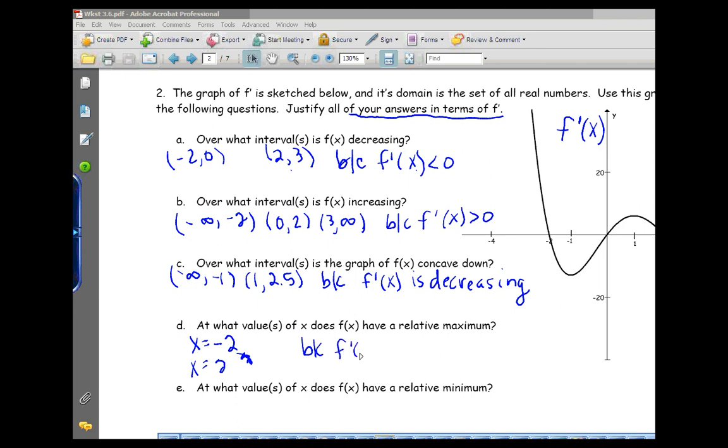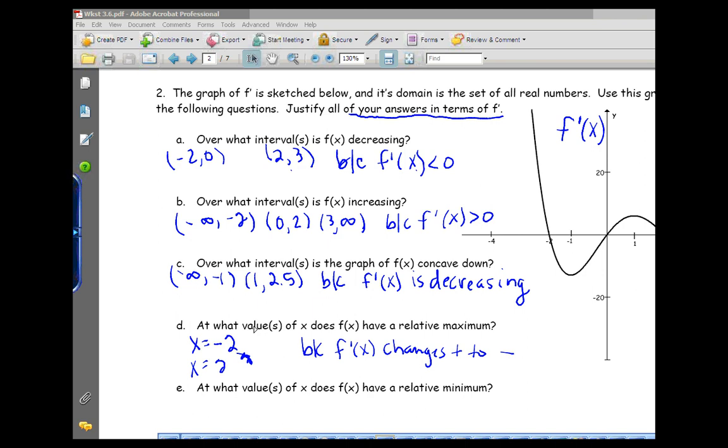All right, because f prime of x changes positive to negative. No, you don't have to write that f prime of x equals 0, because if f prime of x is changing signs, it's implied that it equals 0 at that point.